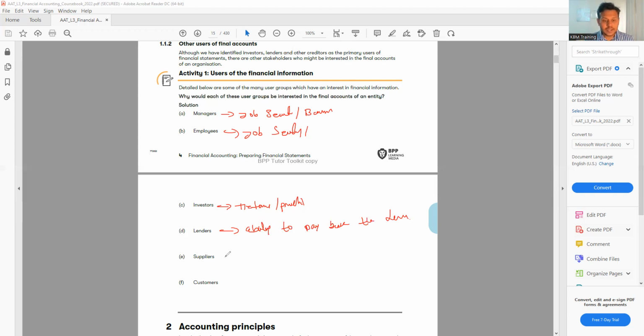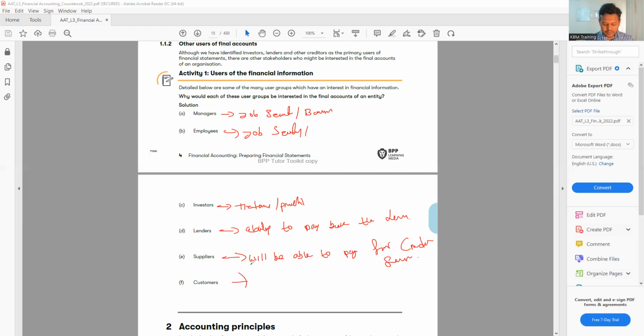The supplier wants to see whether the company will be able to pay for the supplies or for the purchase. So, will the company be able to pay for credit supplies?